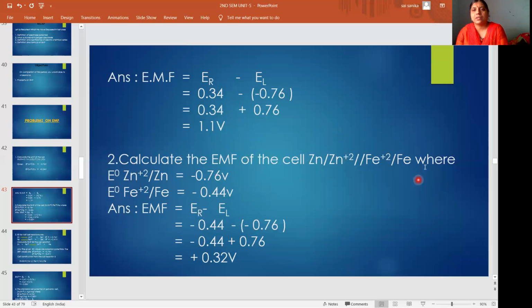So on the right-hand side, which electrode is here? Iron. Left-hand side, zinc. That means this is the cathode, this is the anode. Cathode minus anode. So here what is the value for the cathode? Iron, minus 0.44, minus the zinc value, minus 0.76. So minus 0.44 minus into minus plus 0.76. So what is the answer here? 0.32 volts. So here plus symbol, since 0.76 is greater. So plus. So what is the EMF of the given cell? 0.32 volts.